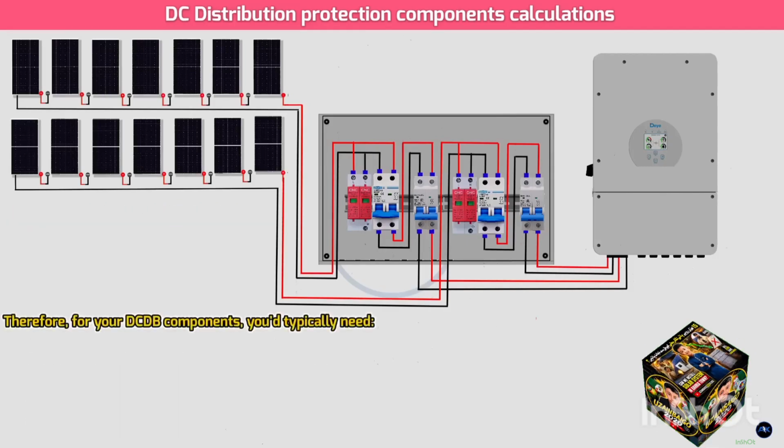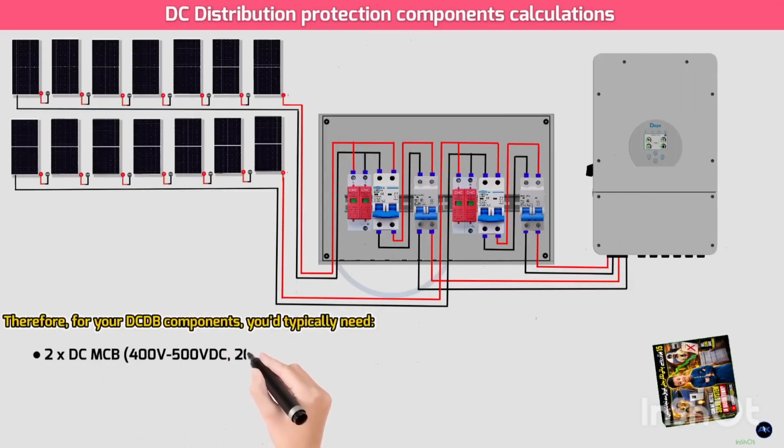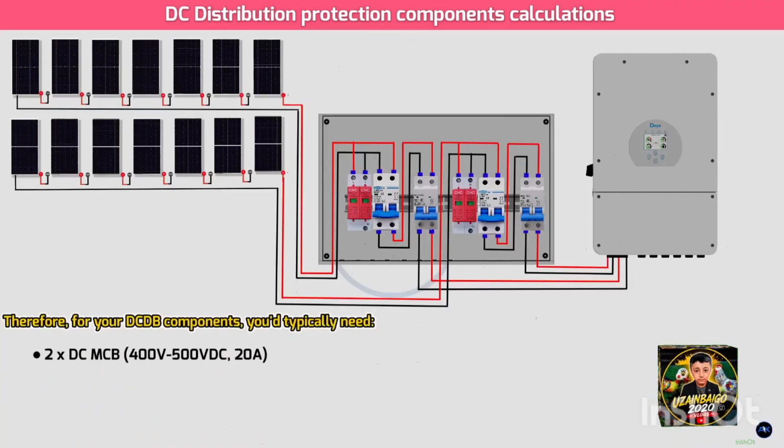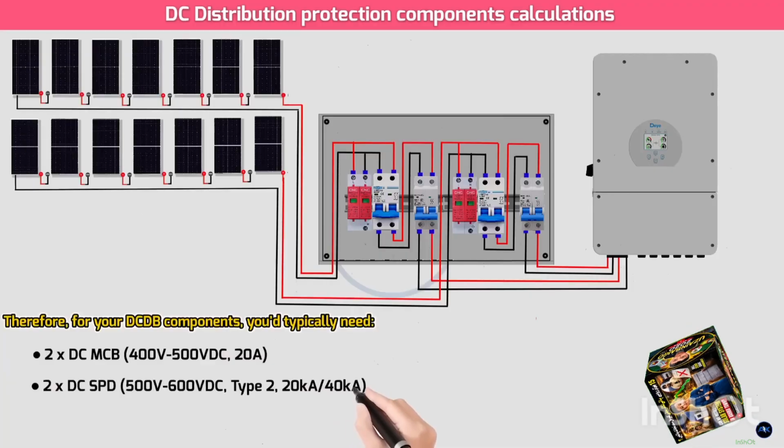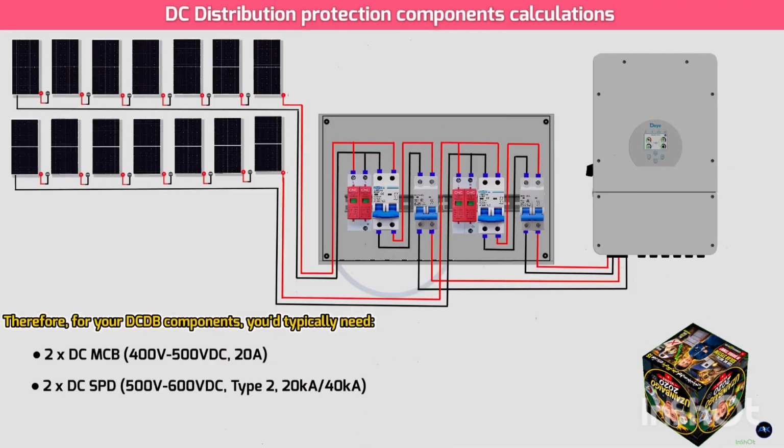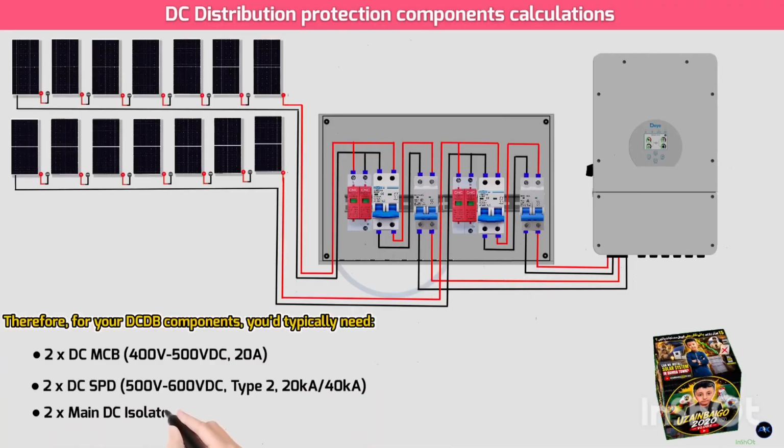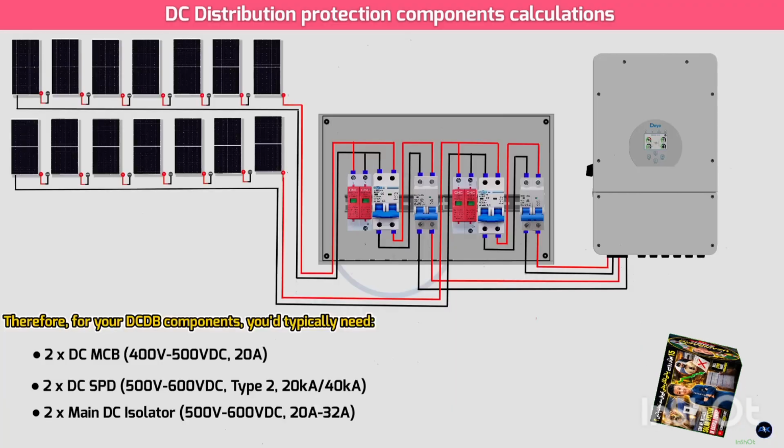Therefore, for your DC-DB components, you'd typically need 2x DCMCB, 400 to 500 volts DC, 20 amps; 2x DCSPD, 500 to 600 volts DC, type 2, 20 kiloohms, 40 kiloamps; and a main DC isolator, 500 to 600 volts DC, 20 to 32 amps. This ensures robust protection for your solar array and inverter on the DC side.